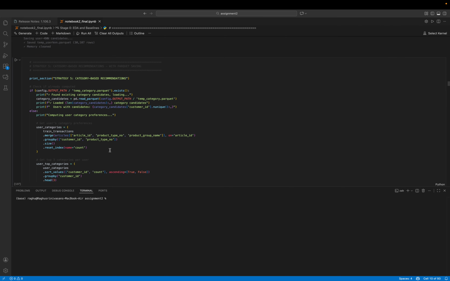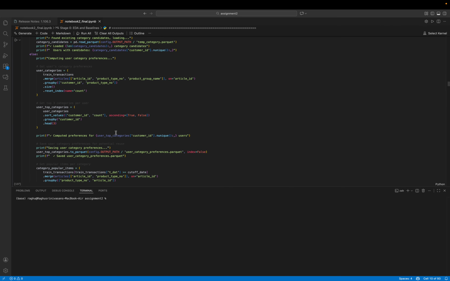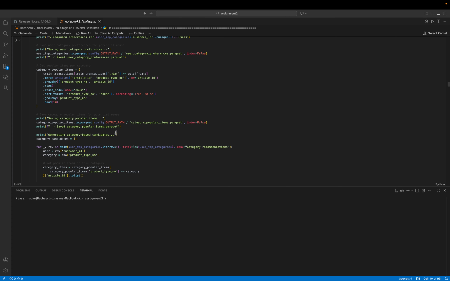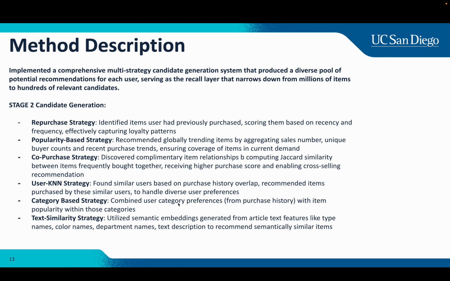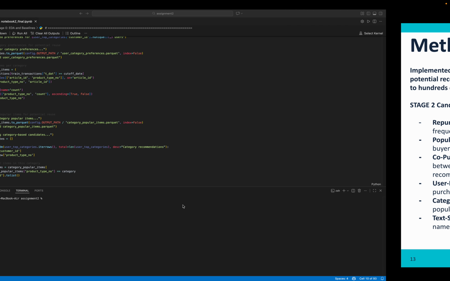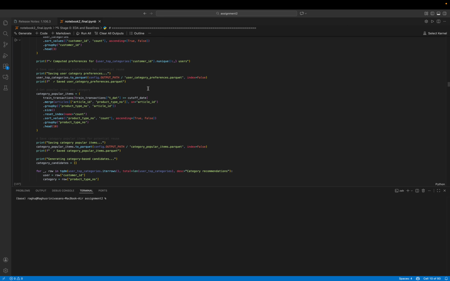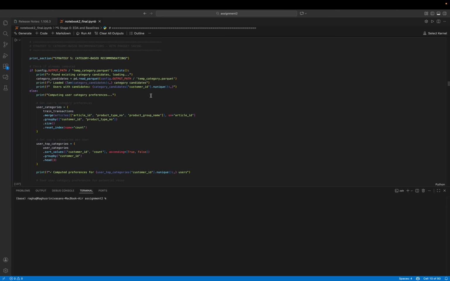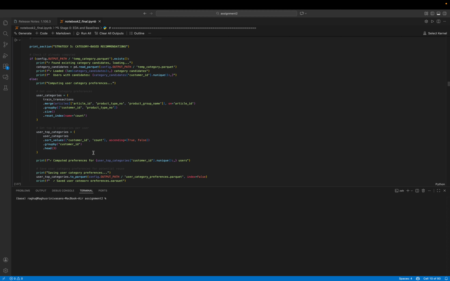The next strategy is the category based recommendation, that uses category preferences from users' history. So this is where we use the category preferences. We group by customer ID and product type number to understand which category to merge data based on the categories, and then count the user's top categories, and then understand which categories the user tends to buy more products from.